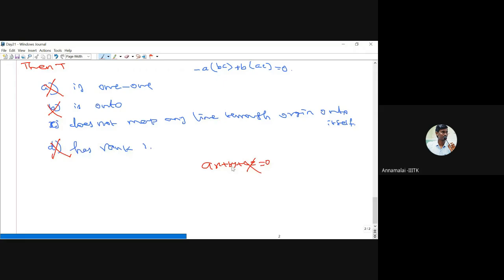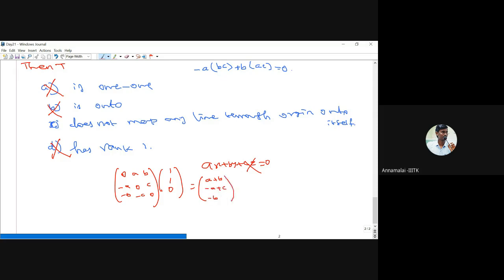So if you take any point, suppose I take a value equal to 1, b value equal to 1, and suppose I take a c value. Now apply this matrix: 0, a, b, minus a, minus b, 0, c, minus c, 0. So what is the product? It should be a plus b, and this should be minus a plus c, and this one is minus b.